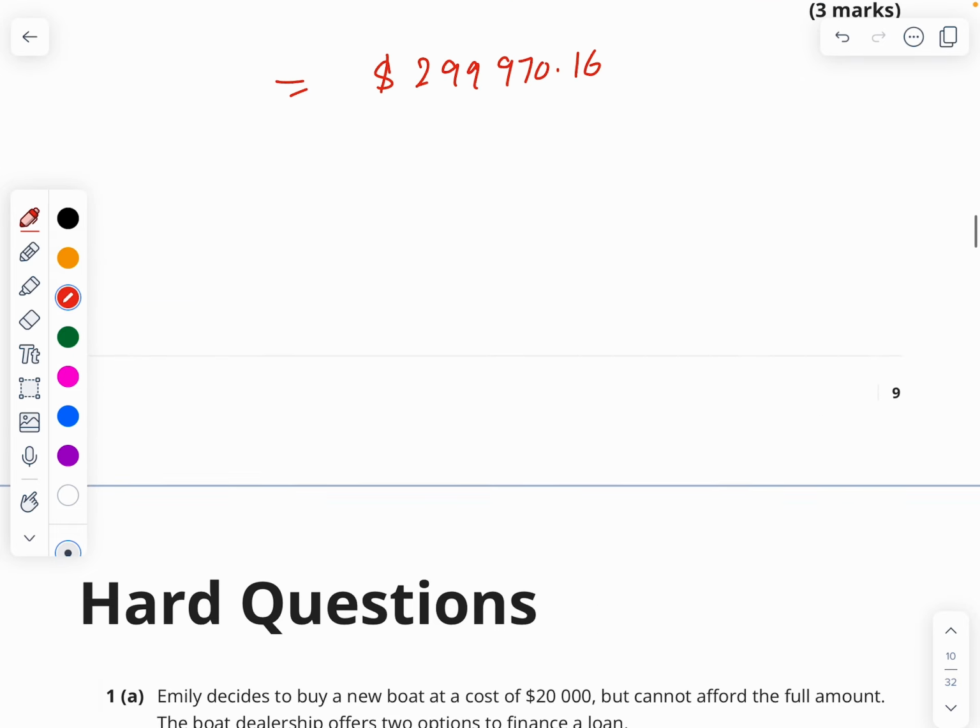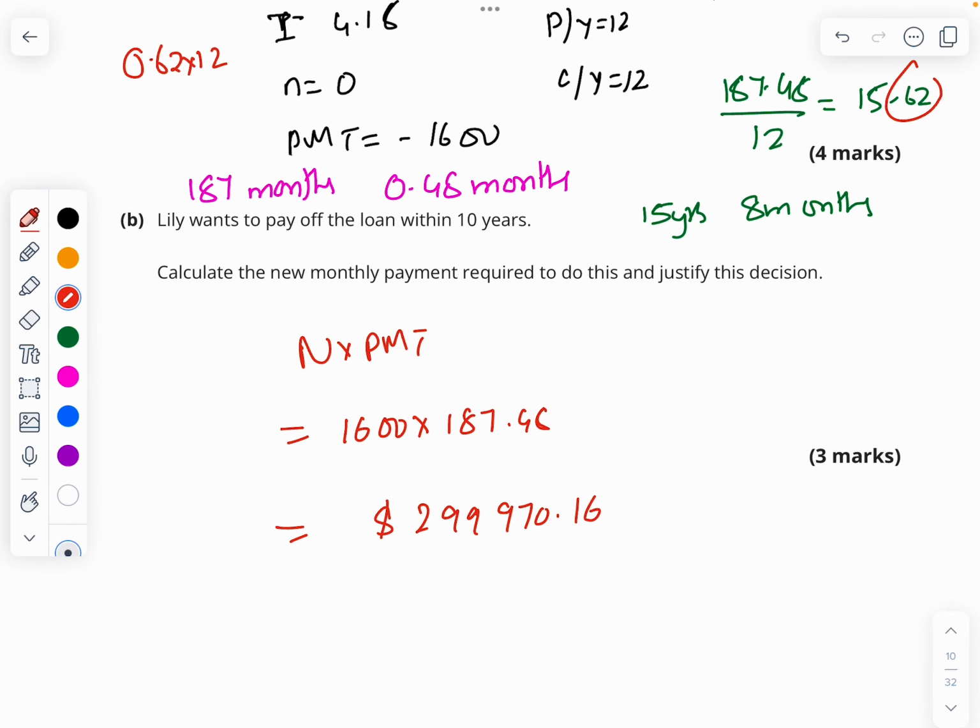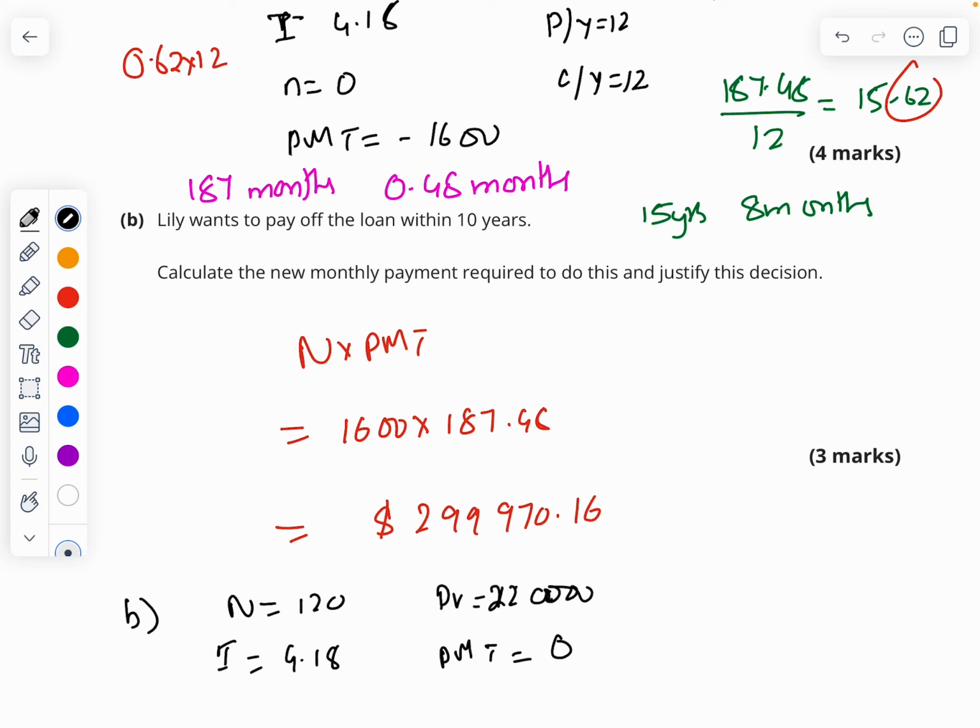Next, Lily wants to pay off the loan within 10 years. So in that case, part B, N equals 120. The interest rate is the same, 4.18. The principal value is 220,000. Then PMT we have to calculate, which is kept as 0. The future value should be 0. P upon Y is monthly installments, 12, and C upon Y is also 12. Calculate PMT, which is 2,246.26. That's going to be the answer.